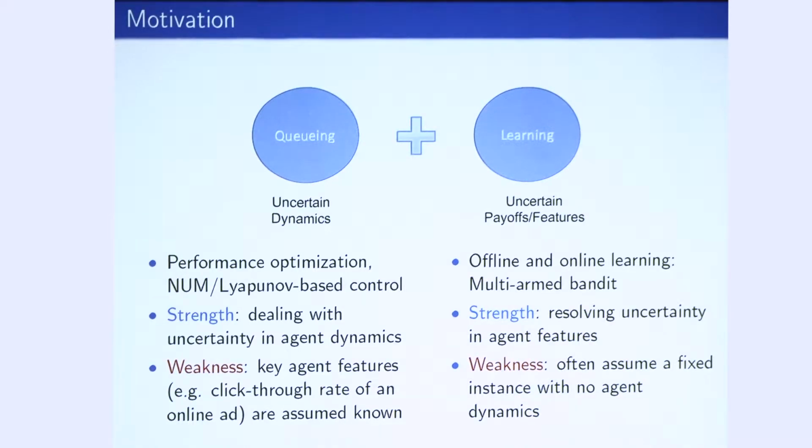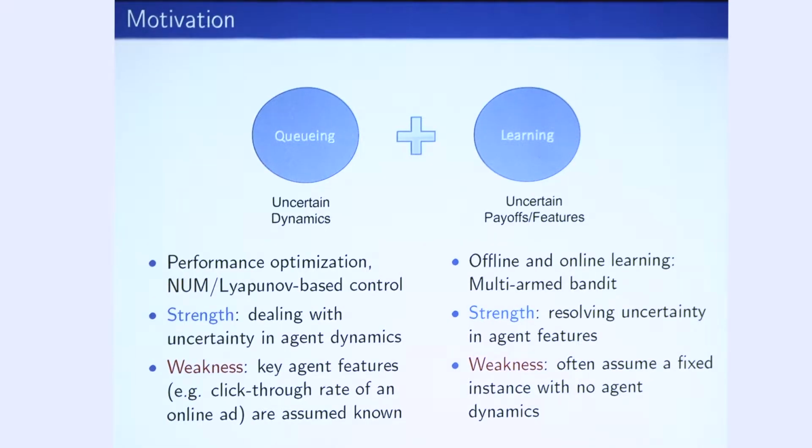For example, in the online advertisement problem that Shrikant mentioned in his part of the tutorial, there's a click-through rate. When you place an advertisement to a client, whether this client is going to click the advertisement is unknown to the system. Since it is unknown, it is crucial for making optimal decisions. So often in the queuing literature, they assume this piece of uncertain agent feature is known.